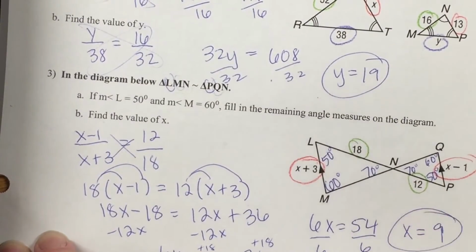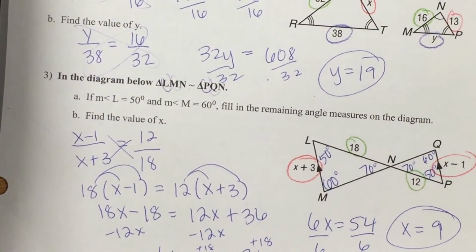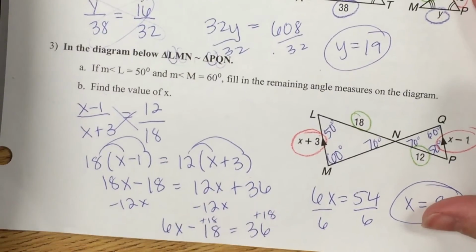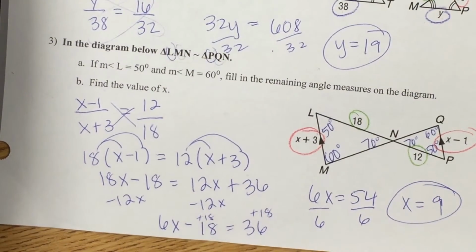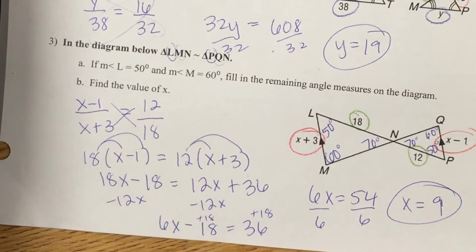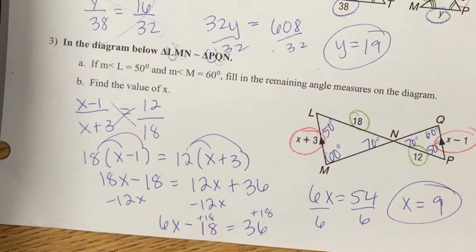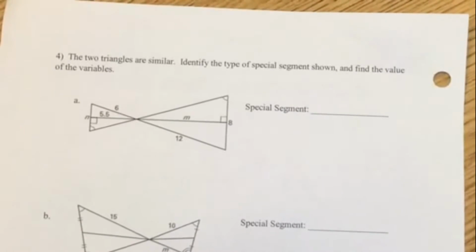So give yourself some serious snaps if you got x equals 9 for that one. That one's pretty tricky. If you didn't get x equals 9, take a look up here. Make sure that you have that work copied down. Make sure that you distributed the 18 and the 12 when you cross multiplied. Okay, done with the front, halfway there. All right, let's look at the back.